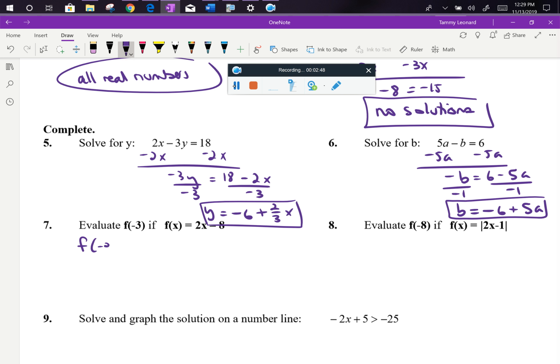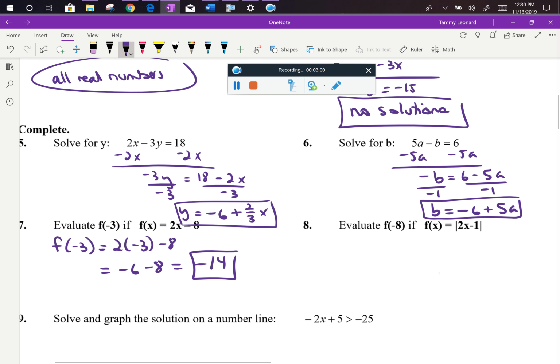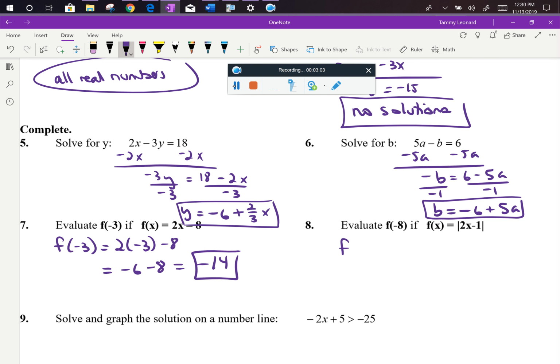Evaluating f of negative 3 tells us to replace all the x's with negative 3 and then to simplify the arithmetic. Negative 6 minus 8 is negative 14, so that is the value of f of negative 3. f of negative 8 tells us to replace all the x's with a negative 8. So negative 16 minus 1 is negative 17. And the absolute value of negative 17 is 17.